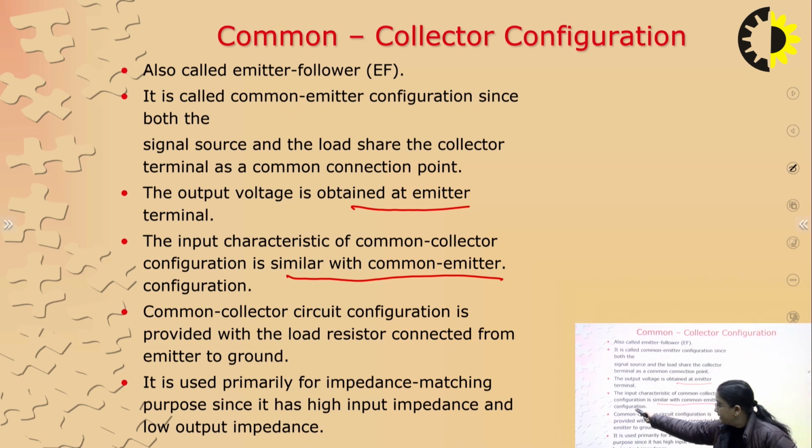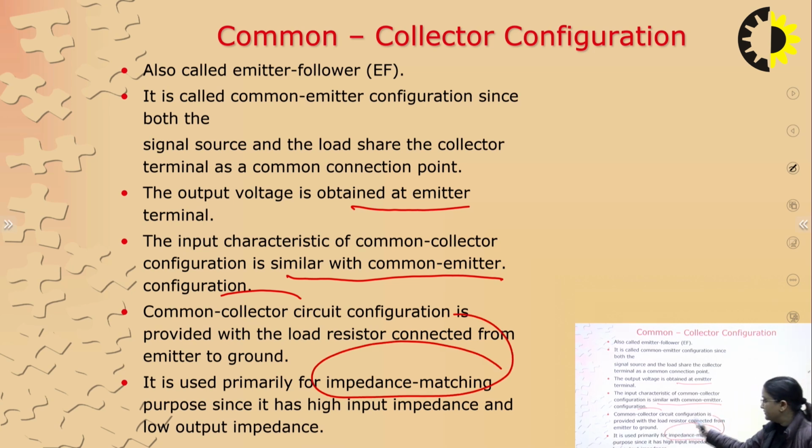The common collector is primarily used for impedance matching, since it has a high input impedance and low output impedance. So this is one of the major applications of this configuration. Which configuration of BJT do we use for impedance matching? We use the common collector configuration for impedance matching.